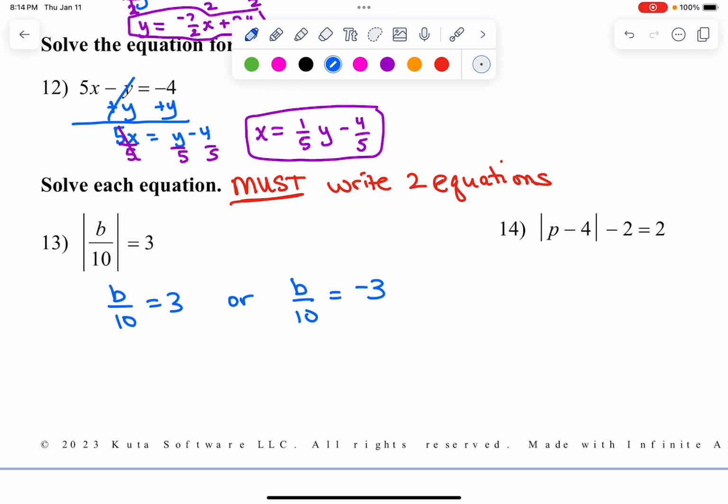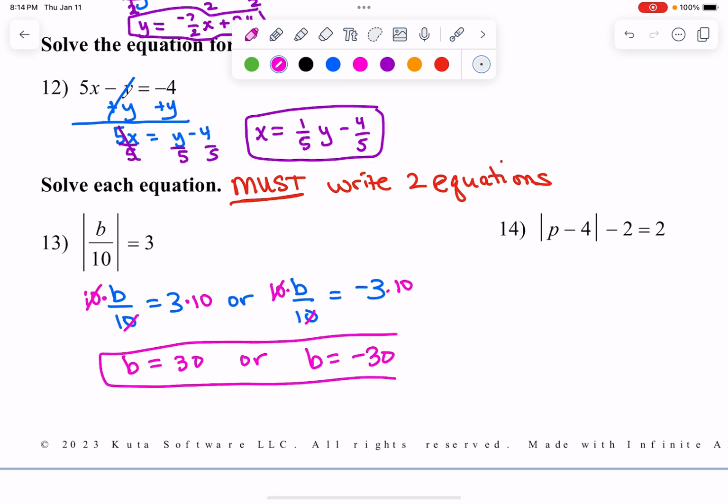If I want to solve this and I have b divided by 10, then I'm going to multiply both sides by 10 to get my b alone. And my first answer is that b is equal to 30, or I'm going to multiply both sides by 10 in the second equation, and negative 3 times 10 gives me negative 30. So my two answers that make this problem work are both 30 or negative 30.